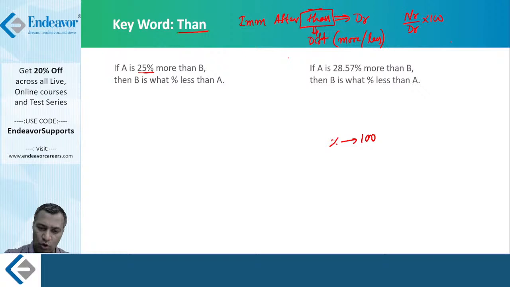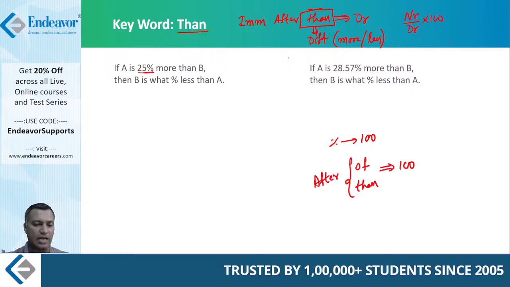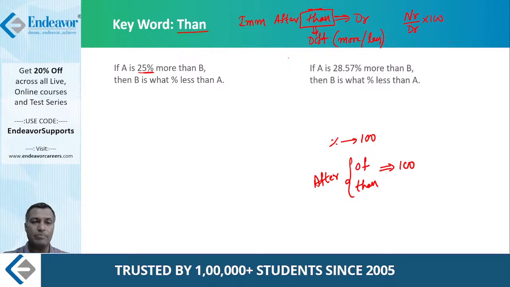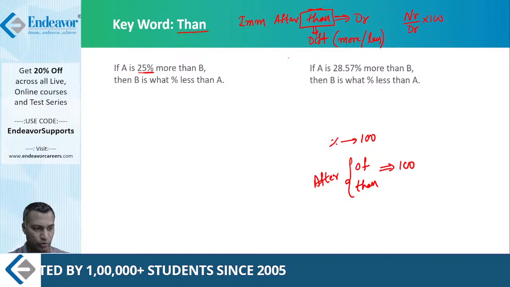100 may not be a suitable number every time, but in case you want to assume something as 100, again back to the basics: what can be assumed as 100? Whatever comes immediately after "of", or whatever comes immediately after "than", can be assumed as 100. All right, now that could be the nice way to assume 100. So let's go here. This is information.